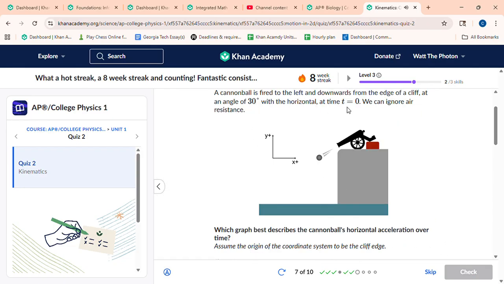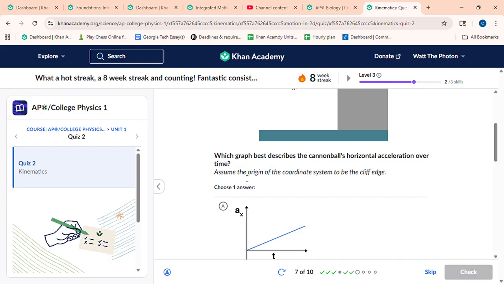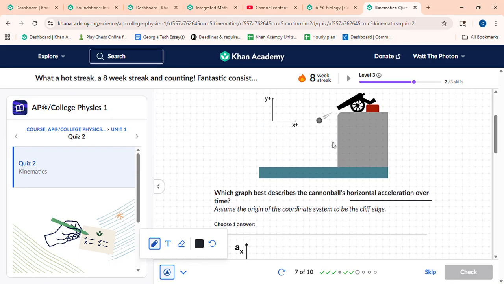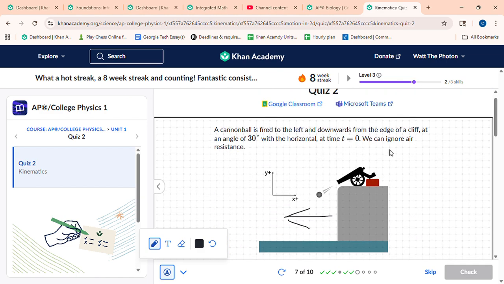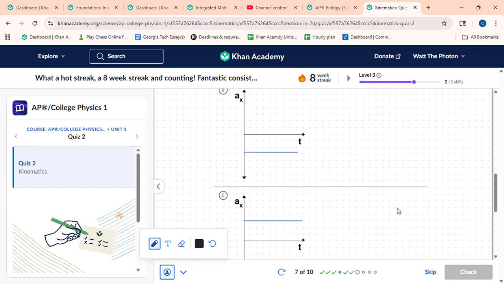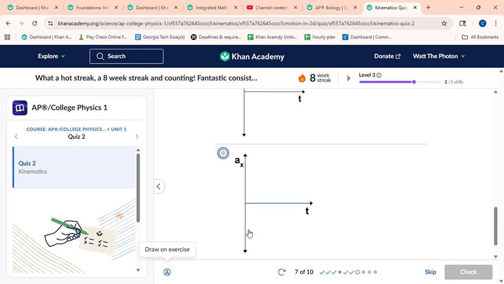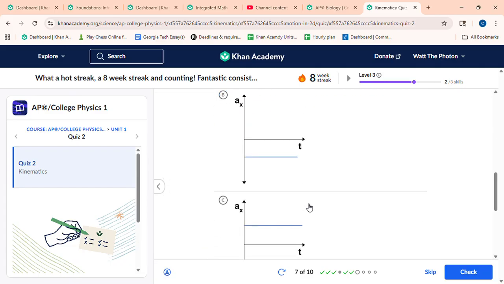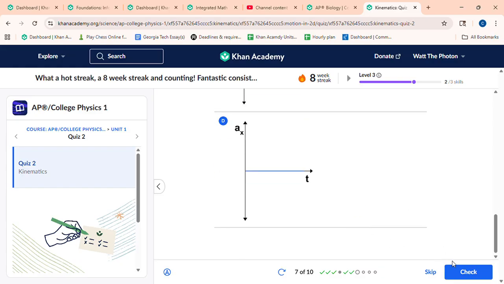The cannonball is fired from the left, and now we're at the cliff. At t equals 0, we can ignore air resistance. Horizontal acceleration: if we ignore air resistance, it should be 0, because v is equal to a constant, and the derivative of a constant is equal to 0. So it should be 0.